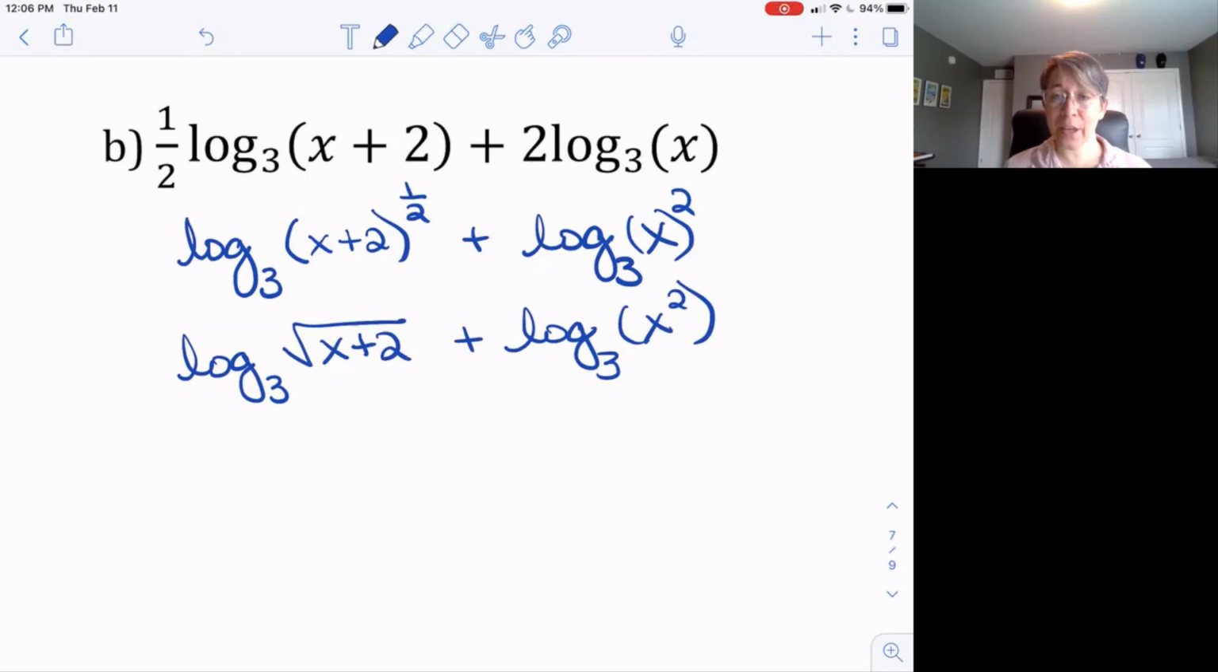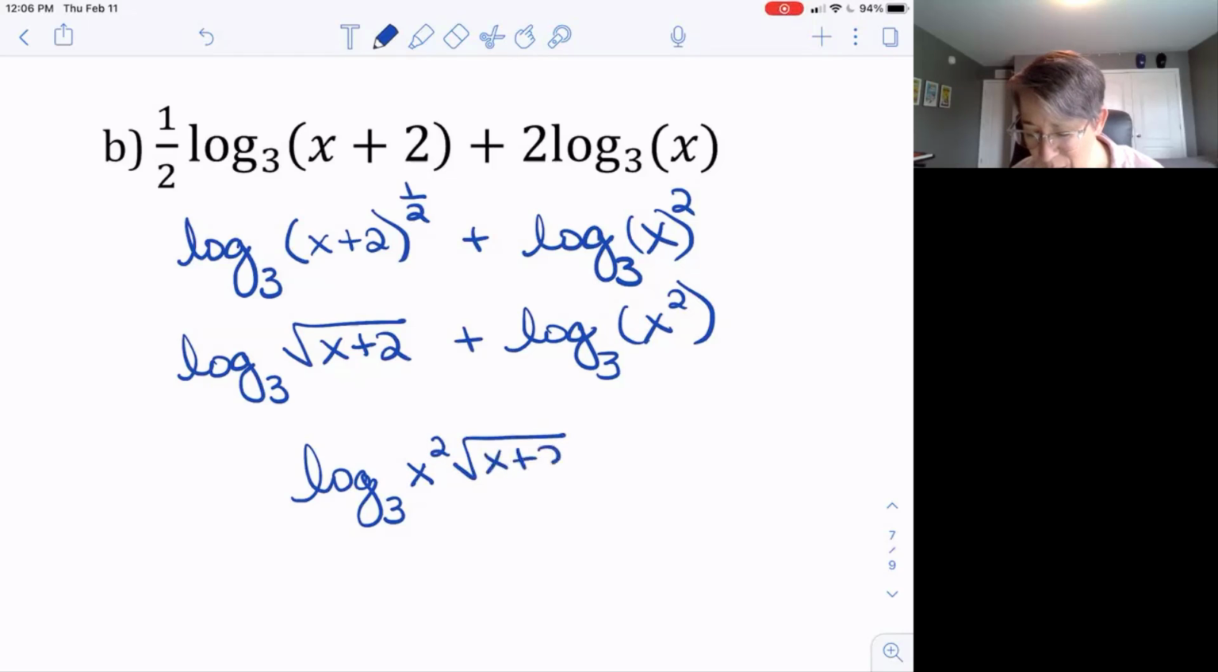Logarithms represent exponents. When do we add exponents? When we multiply like bases. So we're going to multiply our arguments. So we get log base 3. I'm going to move the x squared to the front of the square root, just so it doesn't look like that x squared might be underneath the square root. And we want to put parentheses or brackets so we know that both of those are part of the argument.